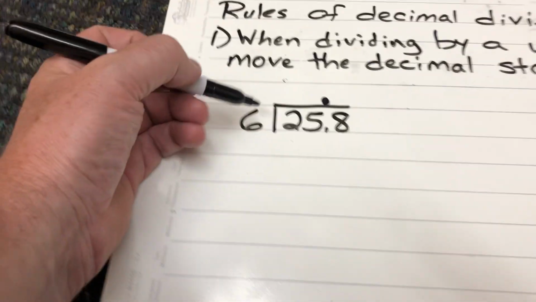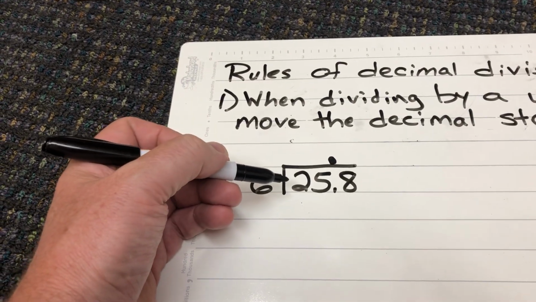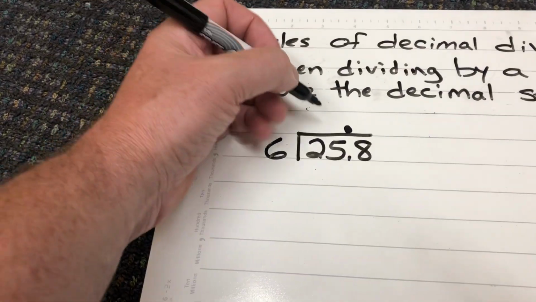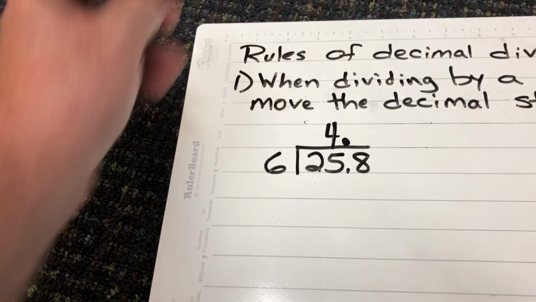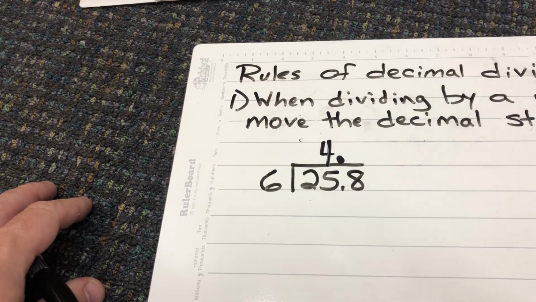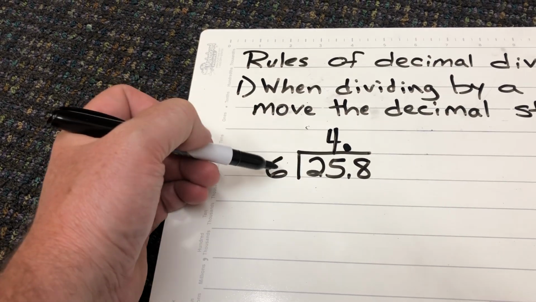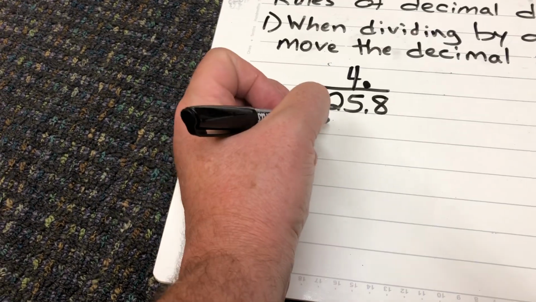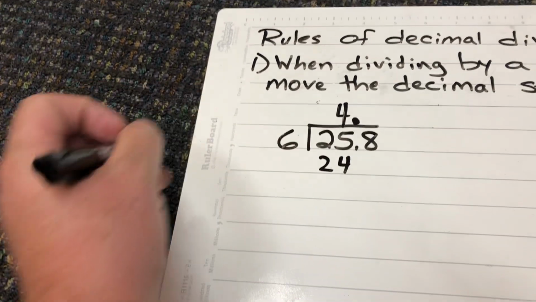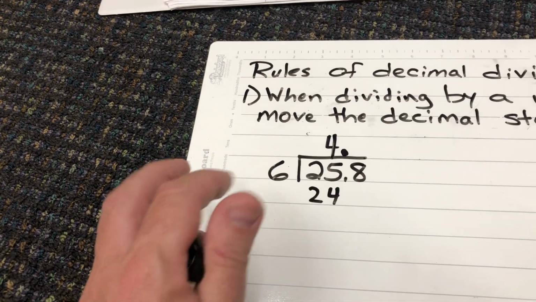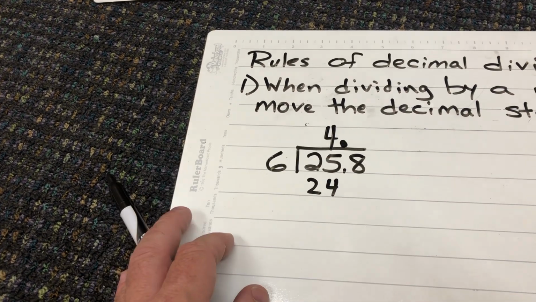So I'm going to look at this and think, well, 6 can't go into 2. But 6 can go into 25. I'm thinking about my 6 times table. 6 can go into 25 4 times. Okay? And then I'm going to think, okay, 6 times 4. Well, 6 times 4 is 24. Because remember, it's divide. 6 can go into 25 4 times. Then it's multiply. 6 times 4 is 24.